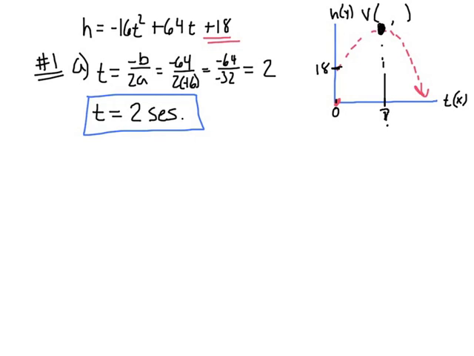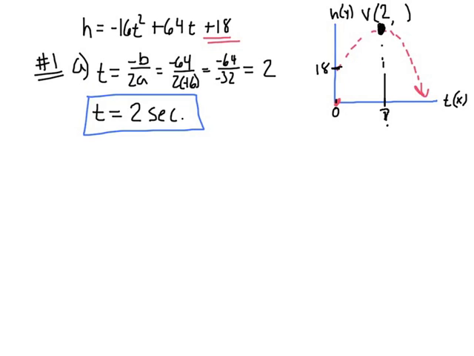Questions? Okay, so that's then the x-coordinate or t-coordinate of our vertex. Part B says, what is the maximum height? Well, what are we looking for there?